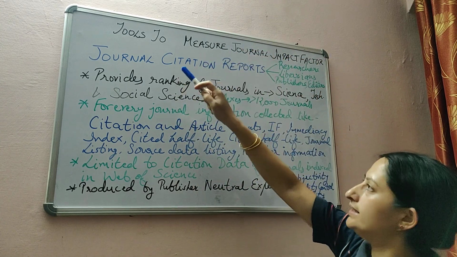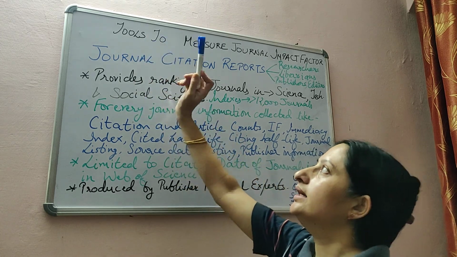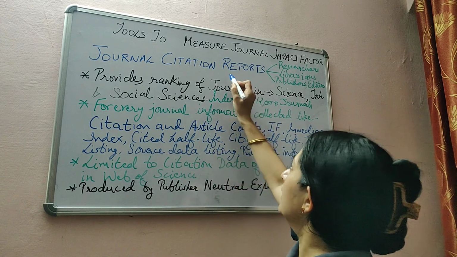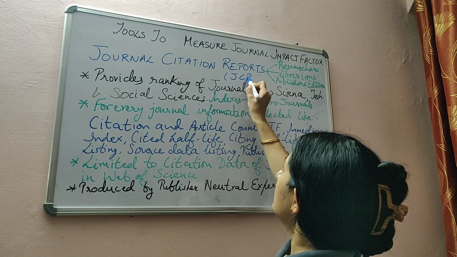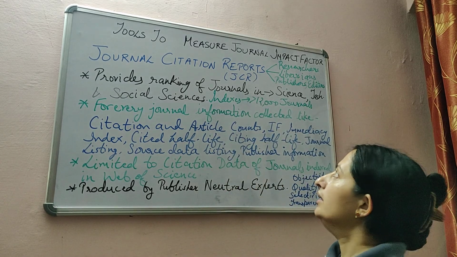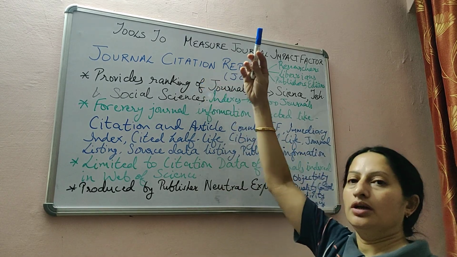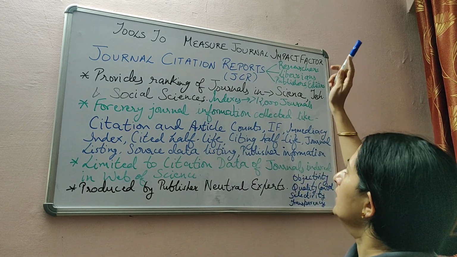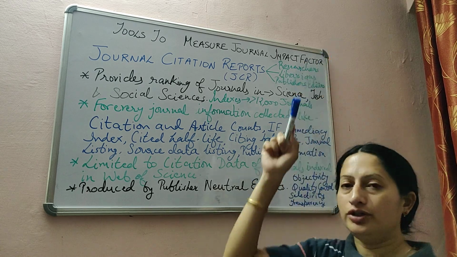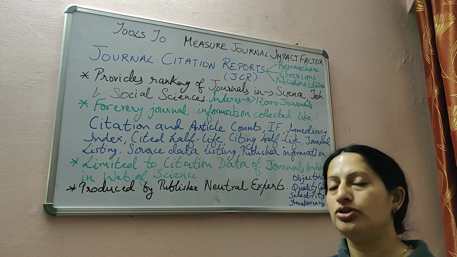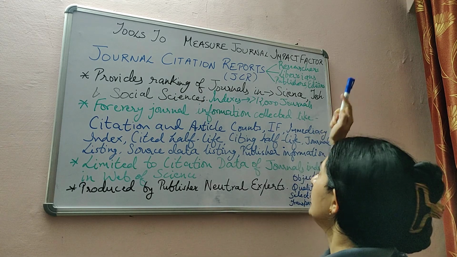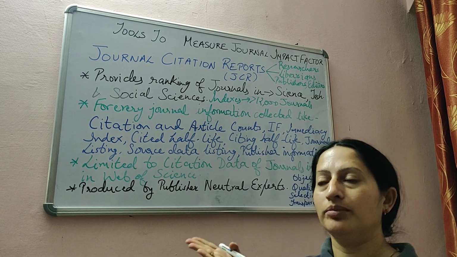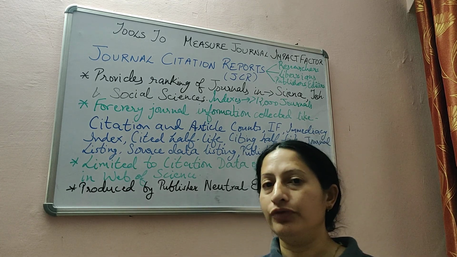In that, the first thing that you should know is the Journal Citation Report, also called JCR. Now, to whom is it useful? It is useful to the researchers because they want to know in which journal they should publish their work. Then it is useful for the librarians so that they can tell the researchers who come to them which journals are good for them.